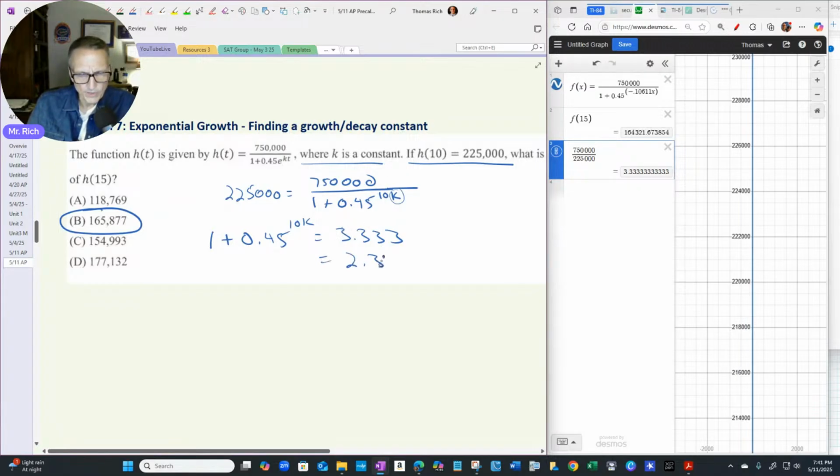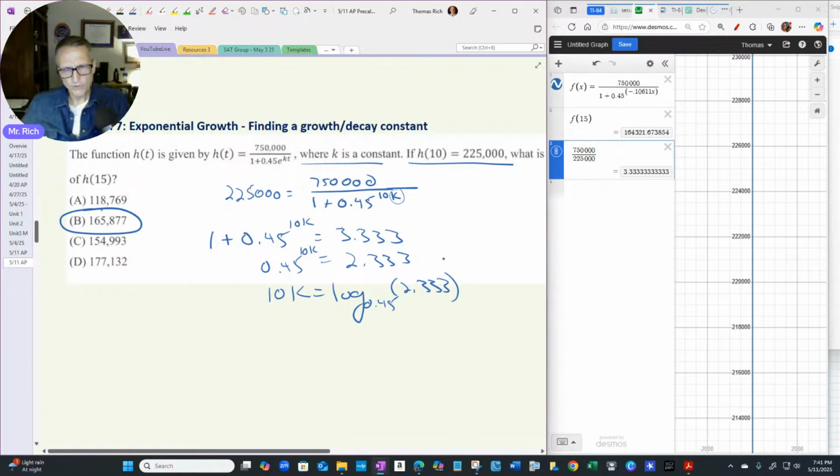So that gives me 2.333. 0.45 raised to the 10k. What I'm going to do is take the natural log on both sides with a base of 0.45. So I get 10k is equal to the log base 0.45 of 2.333.